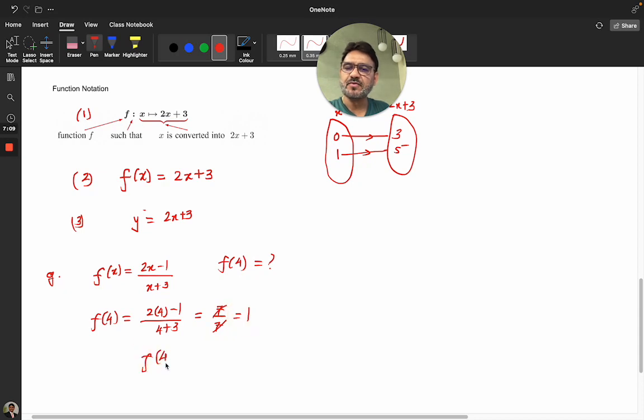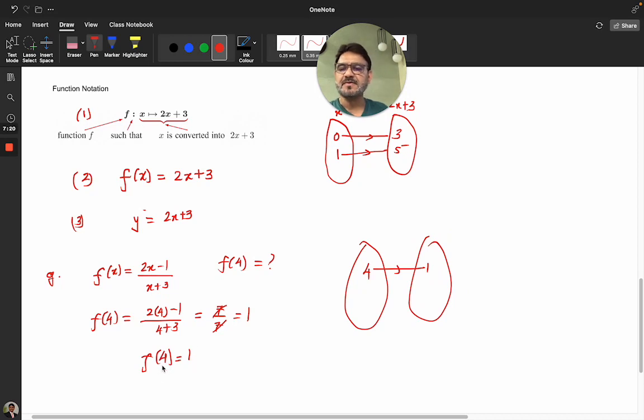It means function of 4 is 1. What does it mean? That if this is 4, this gets mapped on 1. If 4 is the input, the output is 1. So remember, this is the input, this is the output. This can also be written as (4, 1). It's the same thing. This and this mean the same thing.